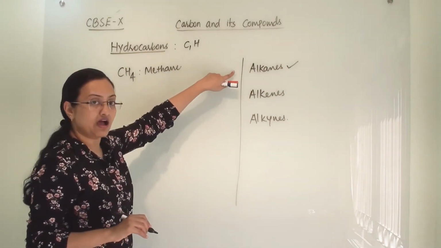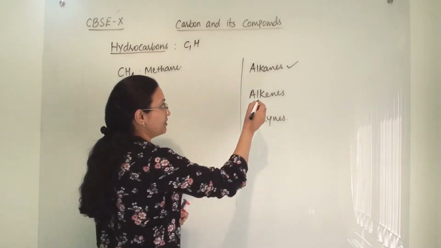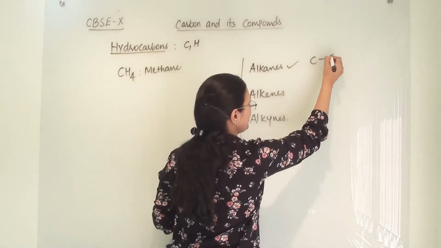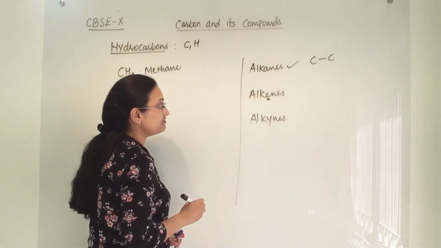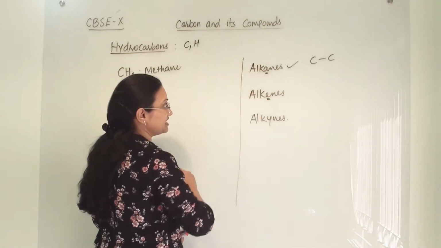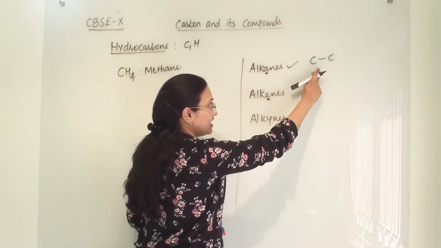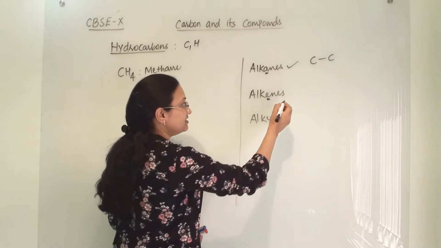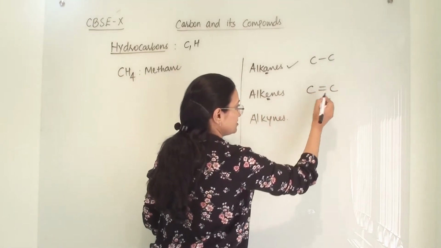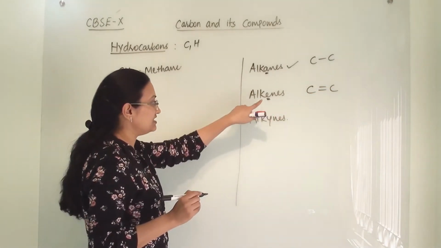Alkanes are single bonded carbon compounds, where a carbon-carbon single bond will be there. In alkanes, the A is there. So these are single bonded hydrocarbons named alkanes. Alkenes are double bonded hydrocarbons. They are known as alkenes.